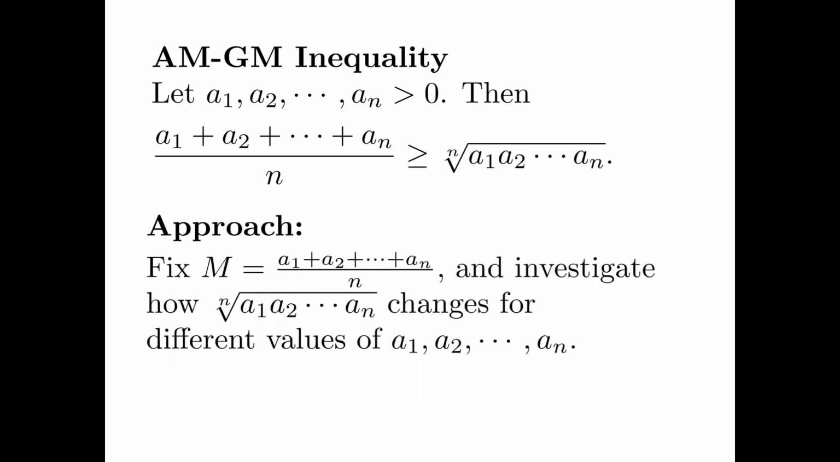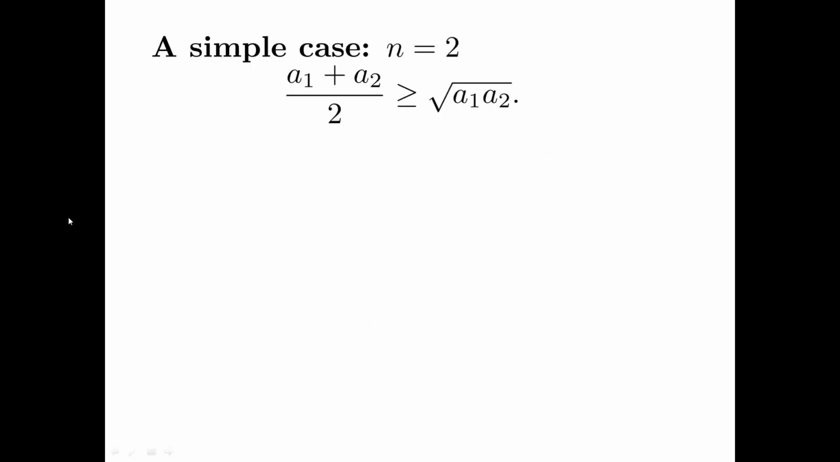I'm going to change the numbers a1, a2 to a of n, but keep their arithmetic mean fixed, and see how different combinations of the numbers affect their geometric mean. Let's first look at the simplest case of n equals 2. We are going to prove that (a1 plus a2) divided by 2 is greater than or equal to the square root of a1 times a2.